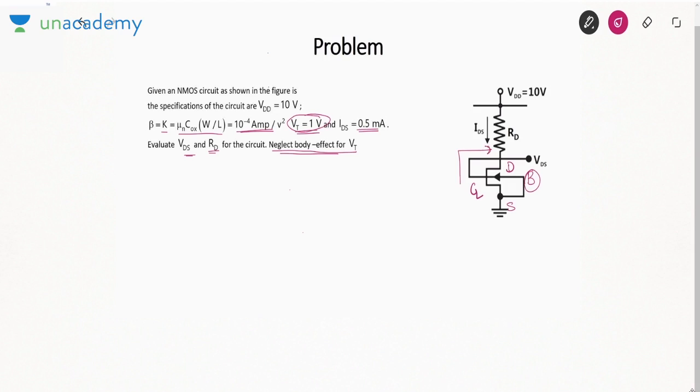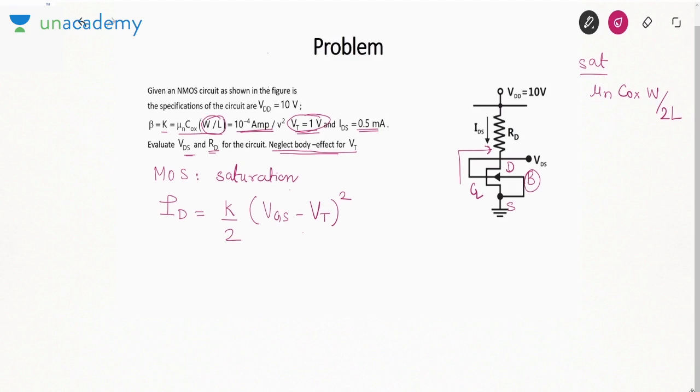Now see in this problem that gate and drain are connected together. If gate and drain are connected together, what is the region of operation? The region of operation is saturation. Now in this case, what is the drain current? The drain current is K by 2, because it is W by L. If it was W by 2L, then I would directly use K, times VGS minus VT whole square. Remember, in saturation region, the constant that comes outside is like this, but it is given as W by L, so I have divided it by 2.